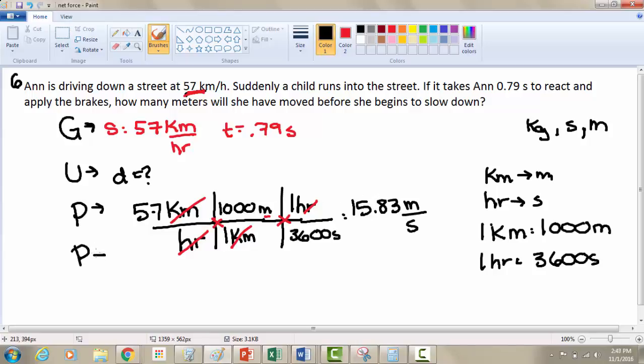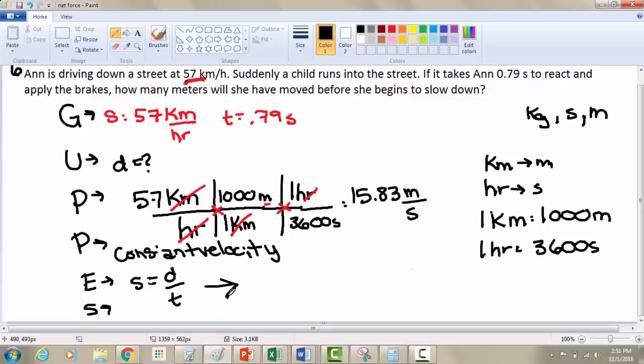Now I'll look at my picture or principle. Well, the idea behind this problem is that she's moving at a constant velocity. Because I'm moving at a constant velocity, I can use my velocity or speed equation. I am now ready to substitute and solve. I'm going to do so over here on this side of the screen. And if you remember, we converted to meters per second.